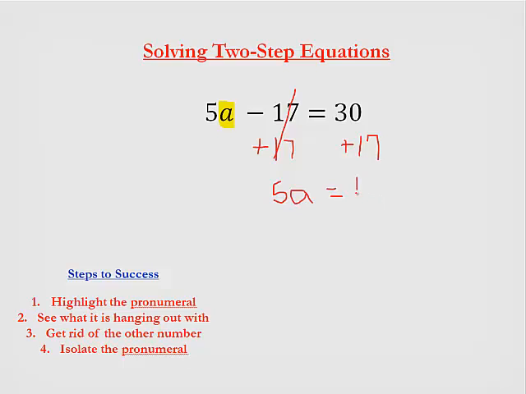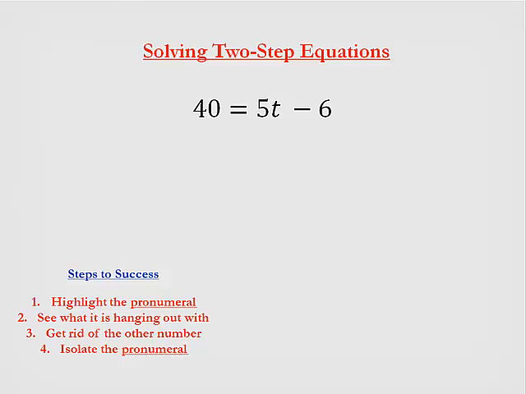Always think left-hand side, right-hand side. a is now being multiplied by 5, so we must do the opposite, which is divide both sides by 5. Always think inverse operation. 5 over 5 is equal to 1, or 1a. Lining up the equal sign, a equals 47 divided by 5. You can either use your calculator, or 5 goes into 47 9 times, with 2 left over, so it equals 9 2/5. If you wanted to substitute that back into the original problem with the calculator, you would get an answer of 30. 5 times 9 2/5 minus 17 does indeed equal 30.